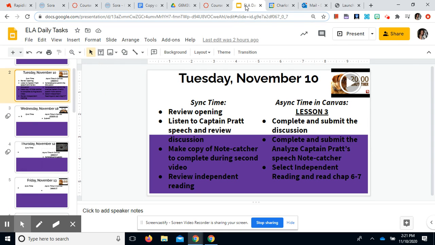Okay, let's take a look at lesson 3 that was presented here in class on Tuesday, November 10th. Lesson 3 focuses all on an excerpt of a speech given by Captain Pratt. We were first introduced to Captain Pratt when we did our Infer the Topic exercise. He was one of the resources. We're going to spend some more time getting into that.